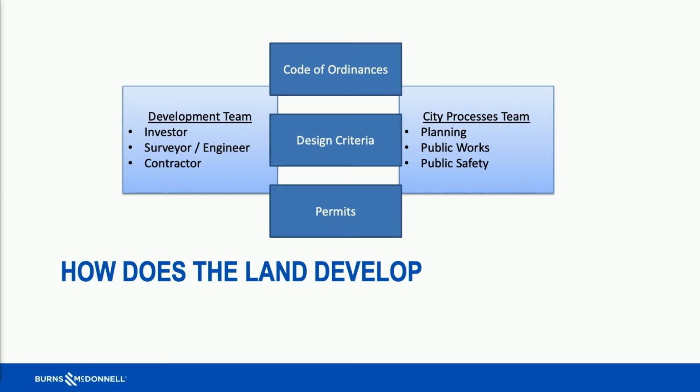Then you also have your city or agency team. You have your planning staff. You have your public works staff. You have your public safety staff. Both of these teams are developing this land via code of ordinances, design criteria or standards, and ultimately they're trying to get a permit so they can develop this land. So they're trying to meet this expectation that's set in these documents.